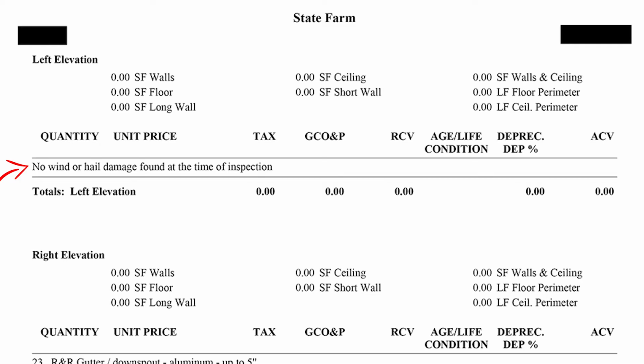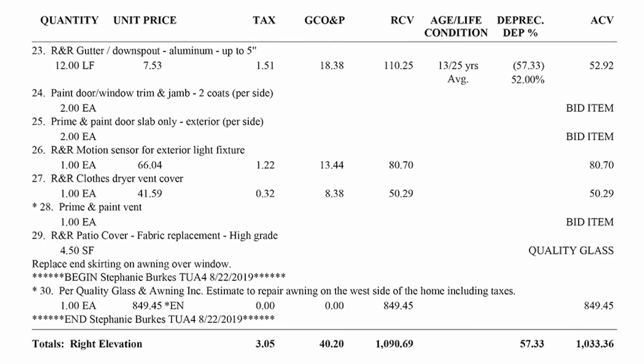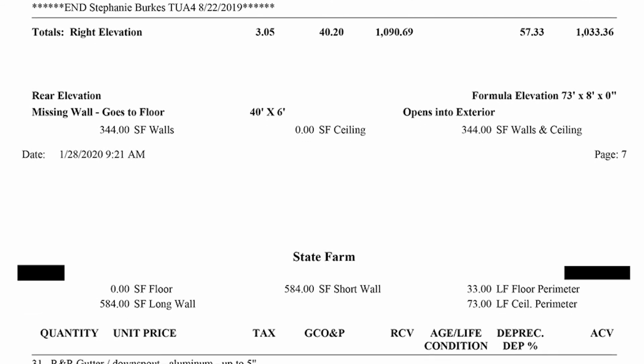You can see here on the left side of the house, it says no wind or hail damage found at the time of inspection. So they're saying there's no damage on the left-hand side of the house, and we basically agreed with them on that. We weren't able to find any damage on that side either. I think the fascia was damaged, but instead of putting it on this part, they just included it as one lump sum. So this just keeps on going through each item. You can see each one.